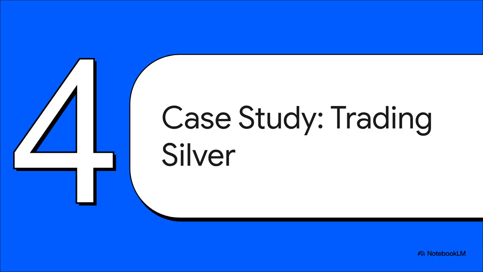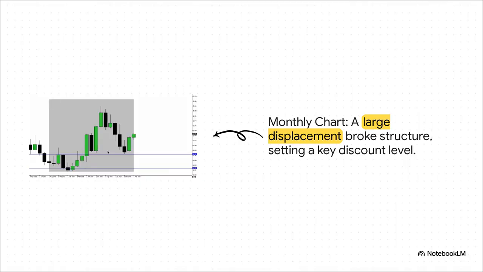Okay, enough theory, right? Let's see how this actually works in the real world. We're going to walk through a textbook example using silver, and we'll follow our step-by-step process. So we're starting with the monthly chart for silver. Look at this massive move up right here. It's a huge displacement that completely shattered the old market structure. That's our green light, our signal that the big institutions are bullish.